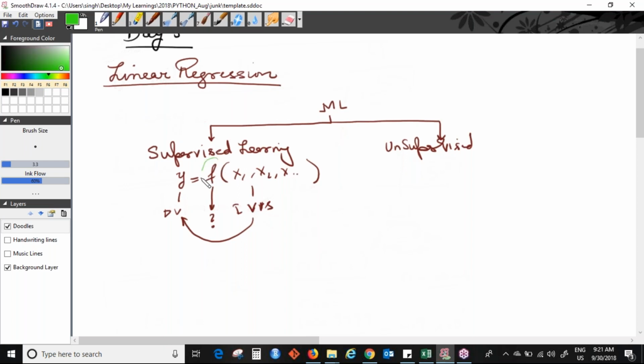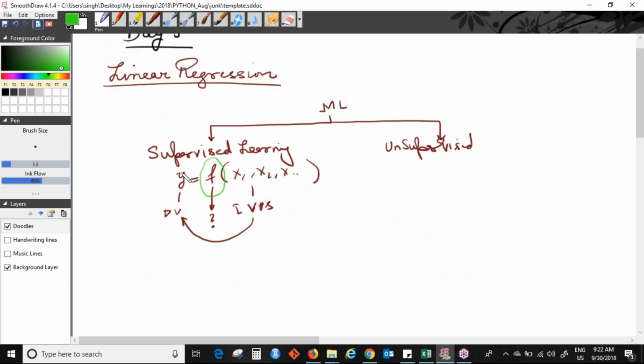Okay, what is the function f which gives us a relationship between the two? It can be a simple function, it can be a simple straight line, for example, or it can be a very complex polynomial function. It can take any shape. So this is our goal, that we have to find a function f which gives a relationship between our dependent variable and our independent variable.